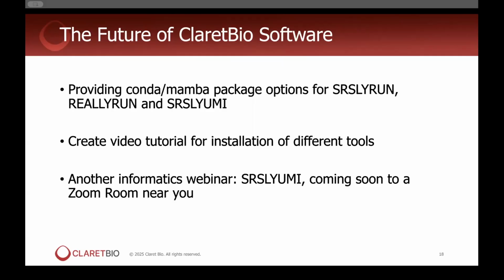There are some things that we want to be doing in the future for Claret Bio in regards to the software. The first thing that we plan on doing is modifying our srslyrun, run, and srslyUMI packages so that they're available not just through pip, but also through Conda or Mamba, because this offers a little bit more flexibility in what's installed and is generally just an easier process for installation.